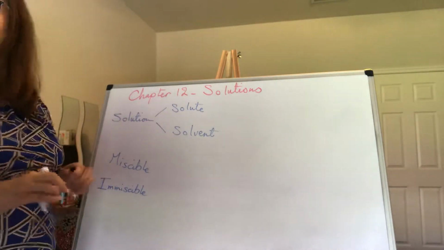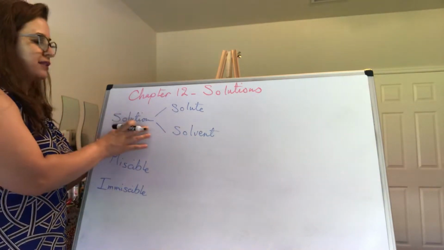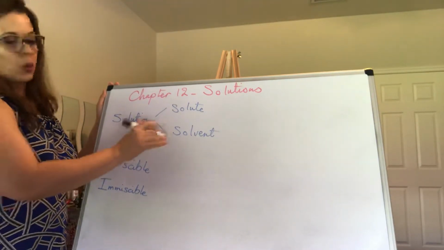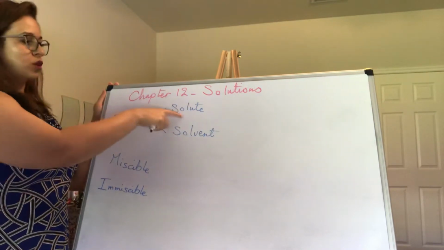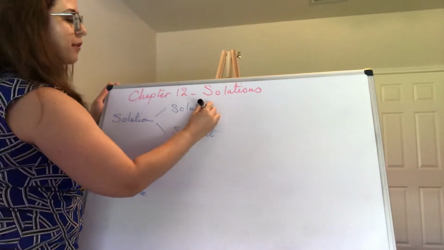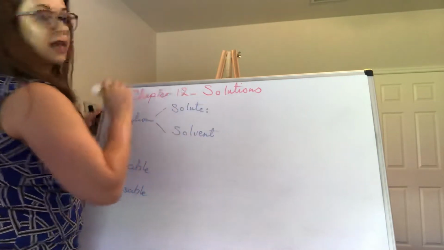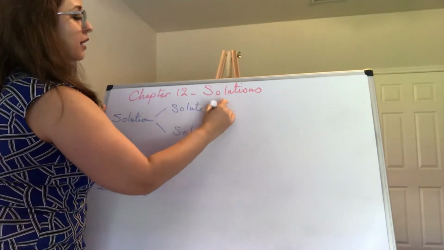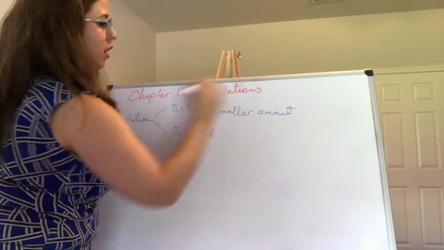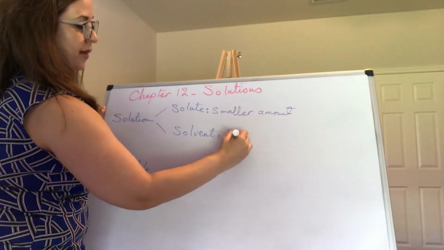All right, so chapter 12 is about solutions. What we need to know is what is in each solution. In each solution, you have two different components, solute and solvent. What is a solute? This is the component that exists in smaller amount, and solvent exists in the larger amount.